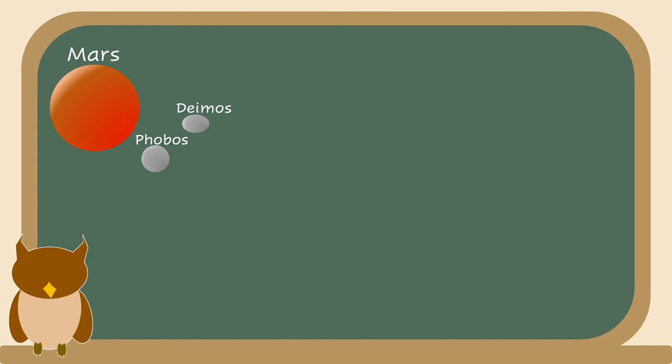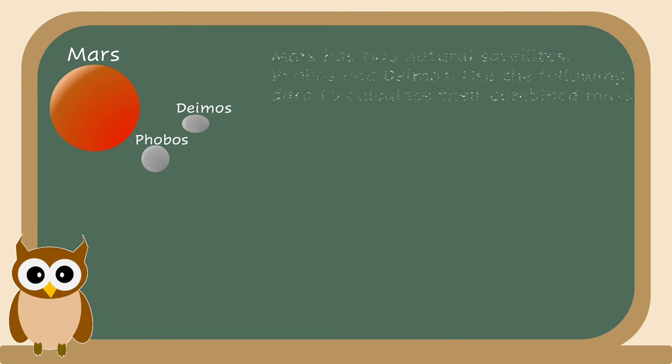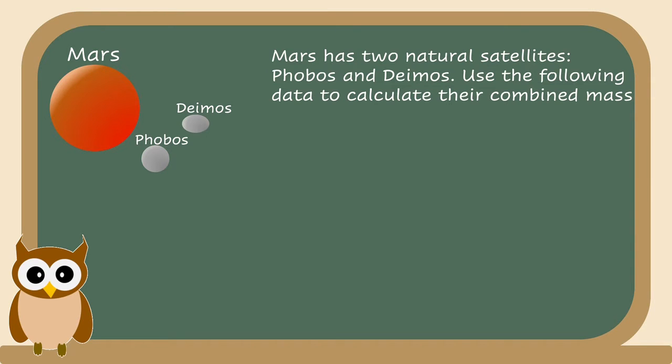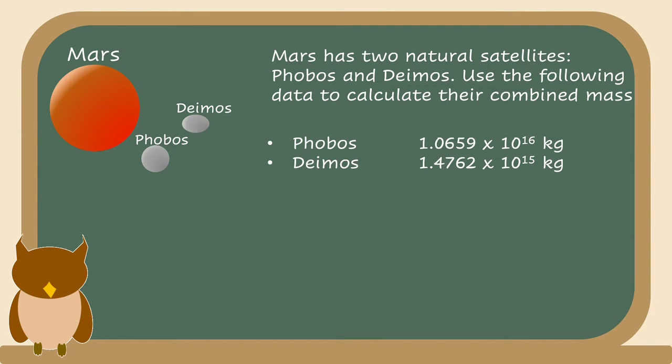Here we have the planetary system of Mars. Mars has two natural satellites, Phobos and Deimos. The question asks us, use the following data to calculate their combined mass. Phobos has a mass of 1.0659 times 10 to the power of 16 kilograms, and Deimos a slightly smaller mass at 1.4762 times 10 to the power of 15 kilograms.